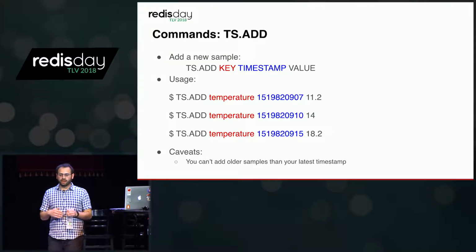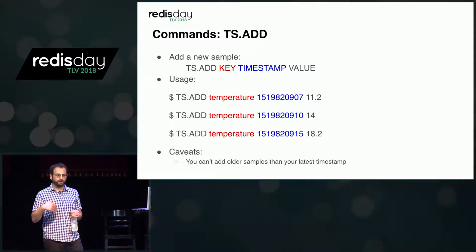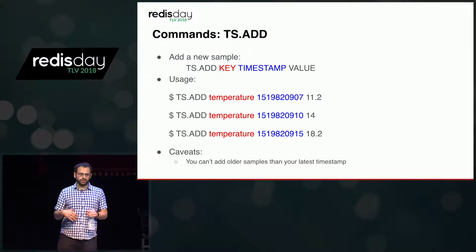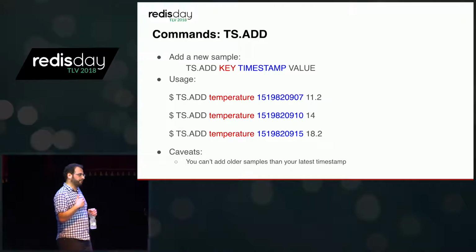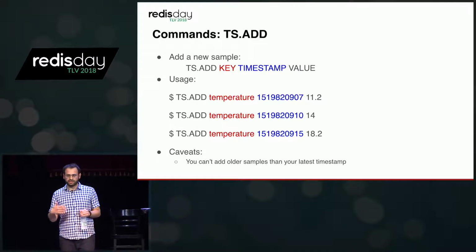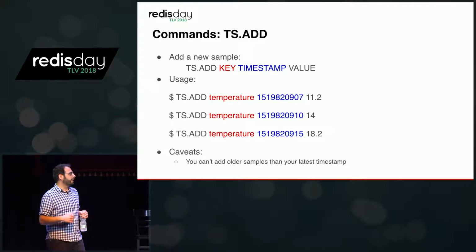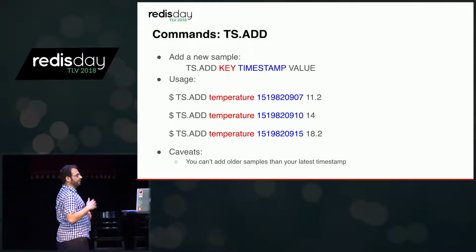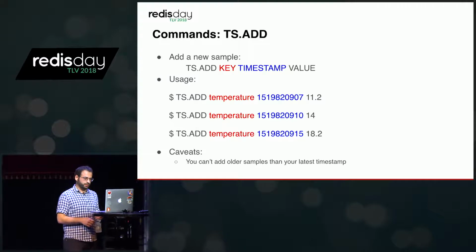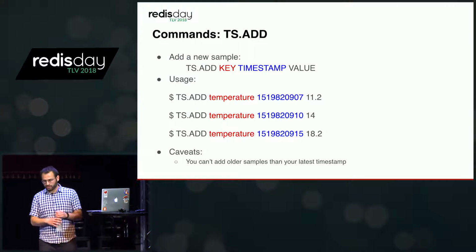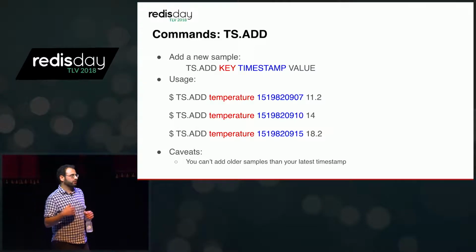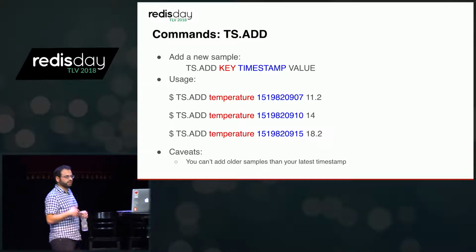And you can see that each sample has a different timestamp, and the difference between the timestamps doesn't have to be the same. So we don't have any type of heartbeat or anything that makes sure that it comes in at the same sample rate. So you can sample it at any rate you want. And the value can be any value that you want, as long as it fits into a 64-bit double. One caveat that is important to mention is that you cannot add timestamps that are older than the maximum timestamp that you already have inside of the key.